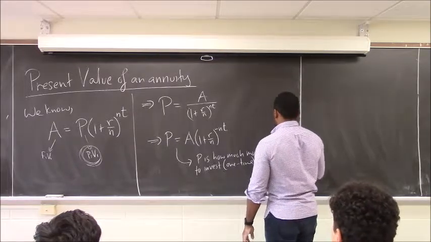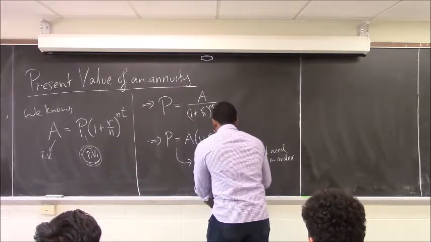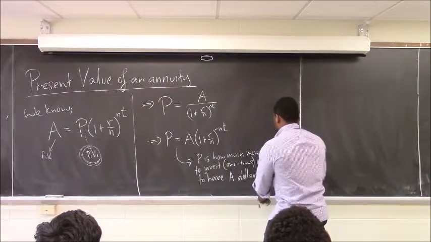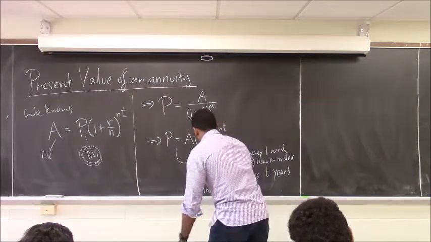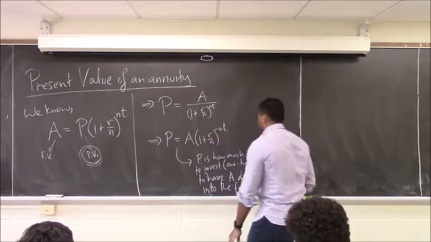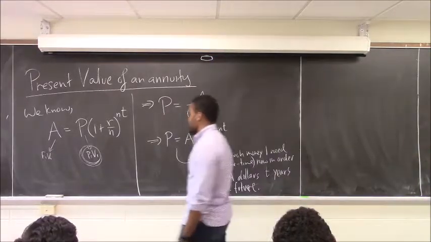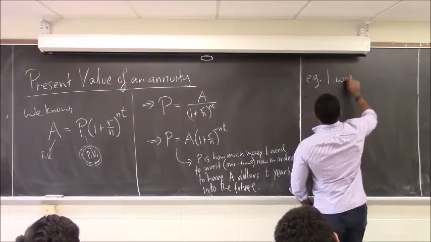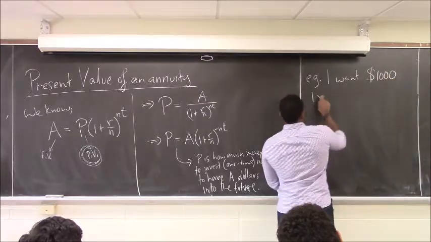Now, in order to have $A in the future, T years into the future. So that's a one-time thing. So you can, for example, say, I want to have $1,000 1 year from now.